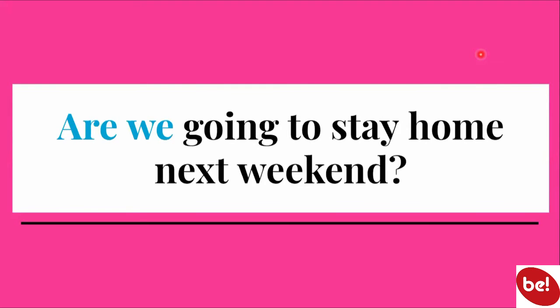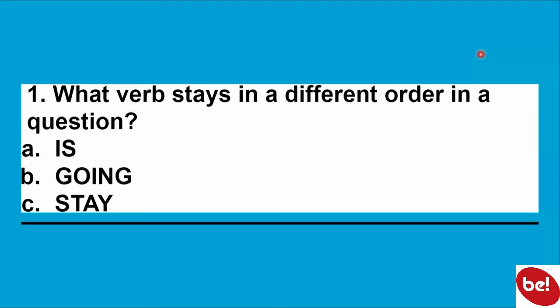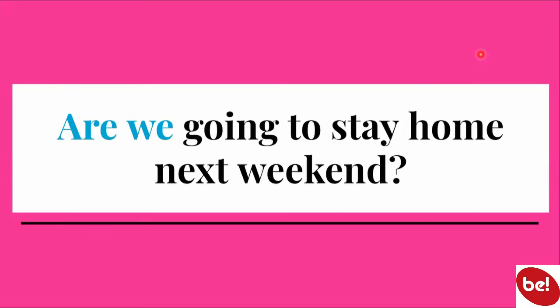And next we have a question. Are we going to stay home next weekend? And I put in blue the two words that have a different order. What verb stays in a different order in a question? Okay, so it's the verb to be. Okay, we don't say we are in a question. In a question, we say are we. So I have a question for you. Are we going to stay home next weekend? And then you say, yes, teacher, we are going to stay home because of coronavirus.